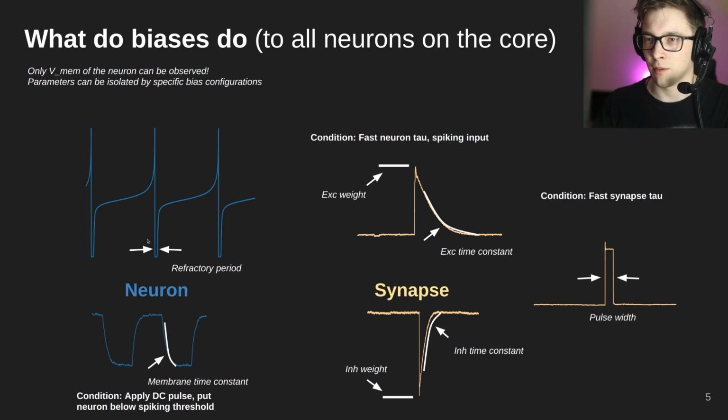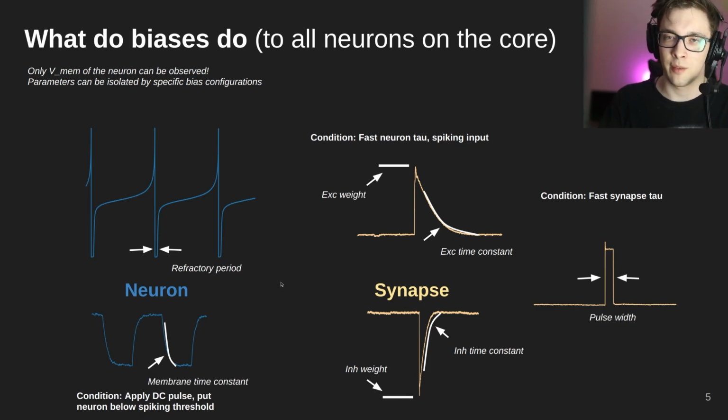So you can set the refractory period, you can provide DC pulses and observe the relaxation time constant. You can set excitatory and inhibitory weights for synapse pulses and also the time constants for them. So this is what you expect the chip to physically model. And it's important to note there's no such thing as starting and ending the simulation with this chip. It's rather a physical emulation where time is represented by itself.